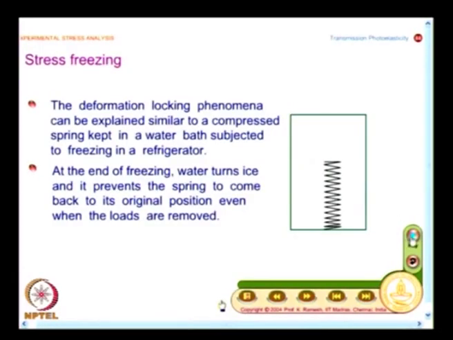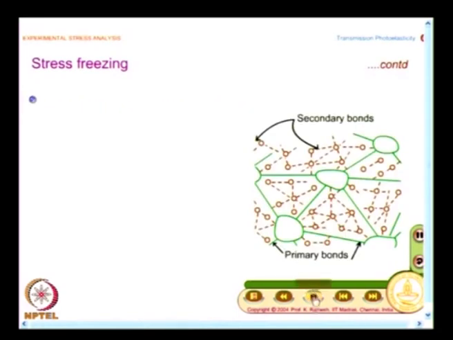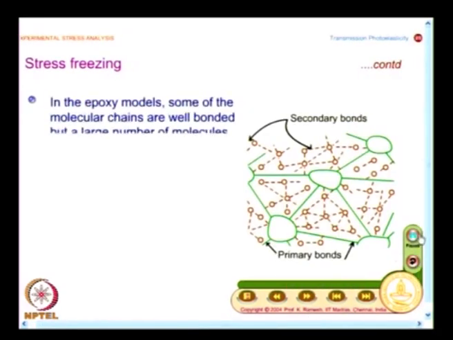And what you have here? This epoxy can be thought of as an assembly of secondary bonds as well as primary bonds. When I have an epoxy, schematically this is shown. In epoxy models, some of the chains are well bonded, but a large number of molecules are loosely bonded. So, the well bonded ones you call primary bonds, and the chains that are loosely bonded you call them secondary bonds.